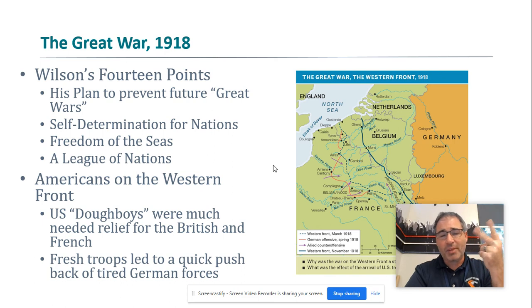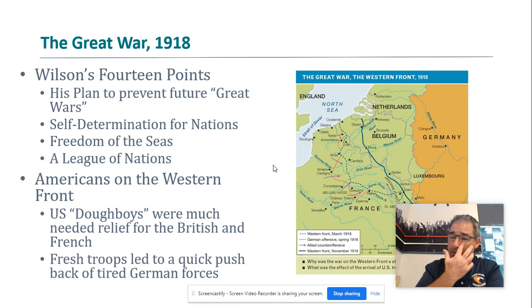Second is freedom of the seas. No more blockades, no more unrestricted submarine warfare, and that would keep people happy. And thirdly, and most importantly for him, a League of Nations. This means there would be a place where countries could come together and talk out their problems rather than just pulling out their guns. That sounds great. It's not all going to come to pass.